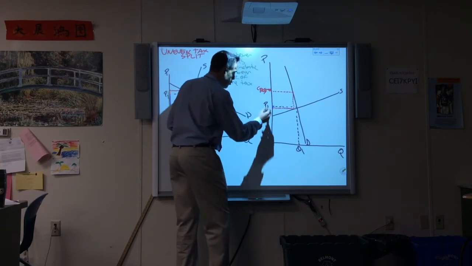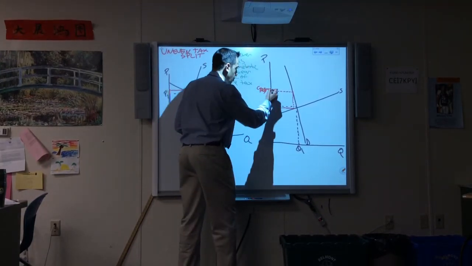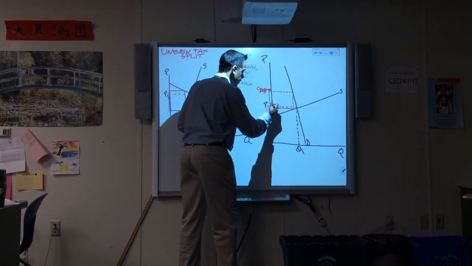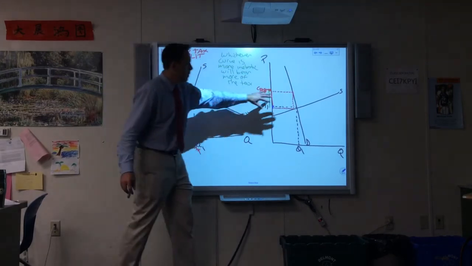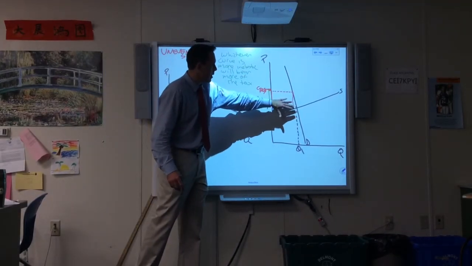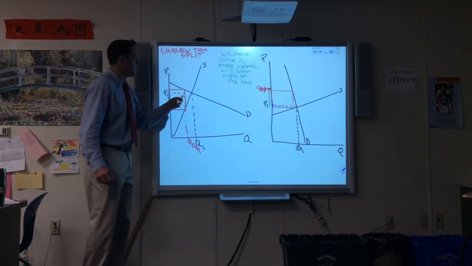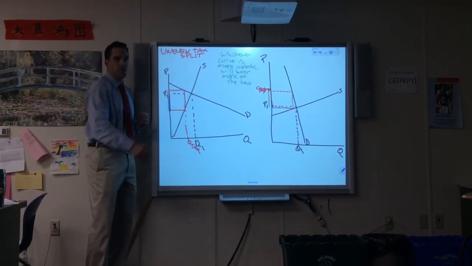And once again, if this green line is going to be my entire tax, the red is going to be what the consumers pay, and the blue is going to be what the producers pay. So here the demand curve is more inelastic than the supply curve, so the consumers bear more of the burden. Here the supply curve is more inelastic than the demand curve, so here the producers bear more of the burden.